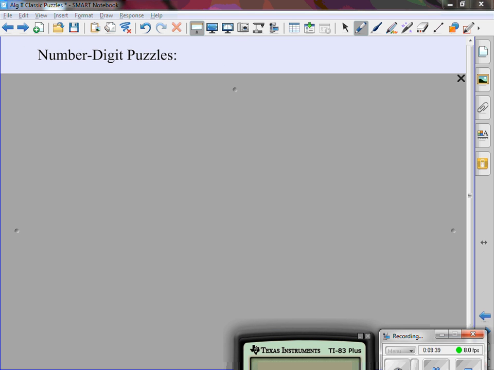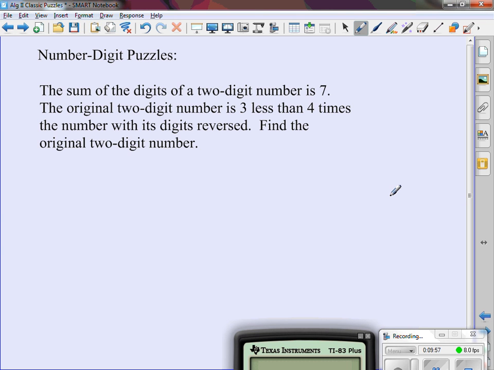The other type for today are number digit problems. We're going to end up covering, I think, 5 different types. These are number digits. The sum of the digits of a 2-digit number is 7. The original 2-digit number is 3 less than 4 times the number with its digits reversed. Find the original 2-digit number.